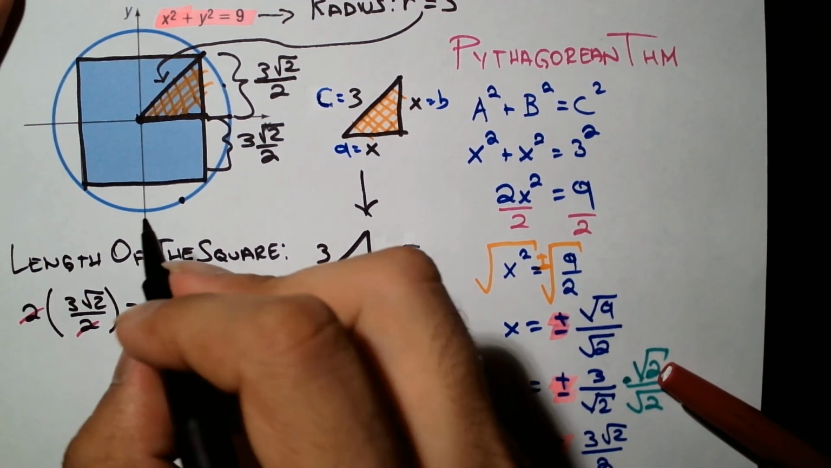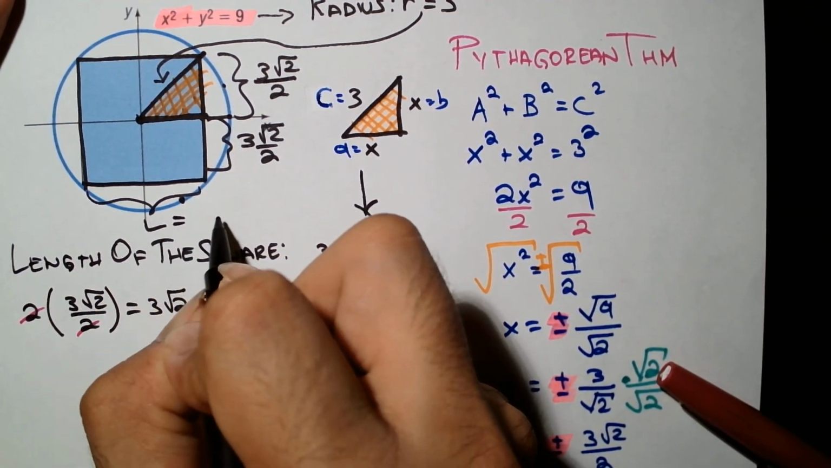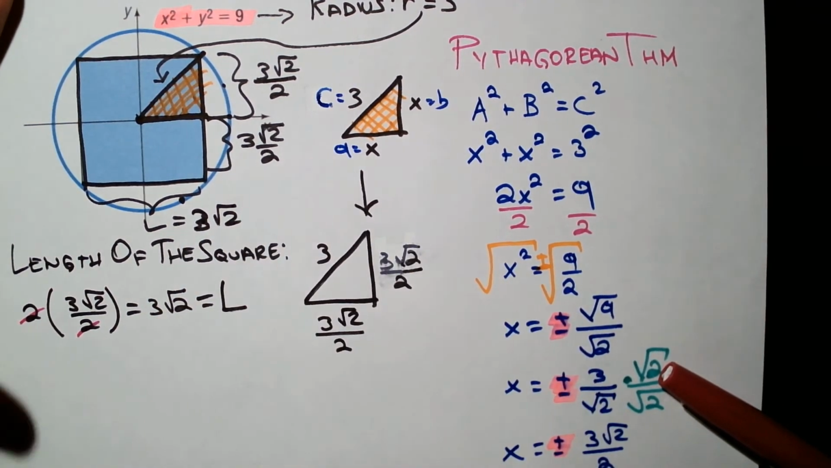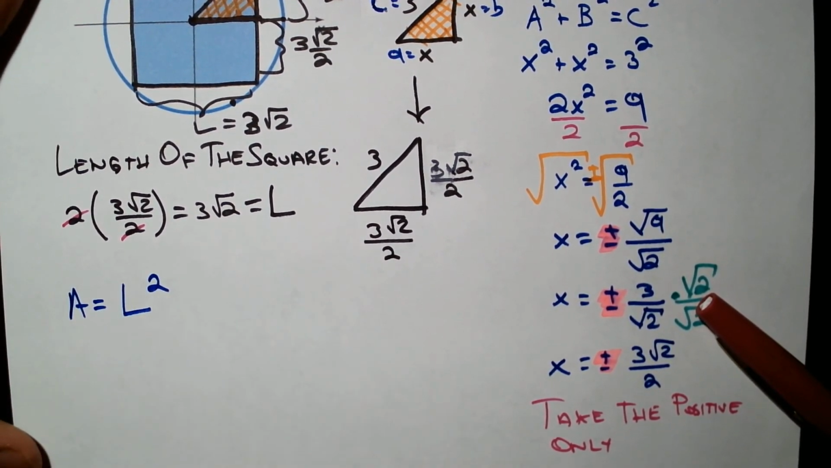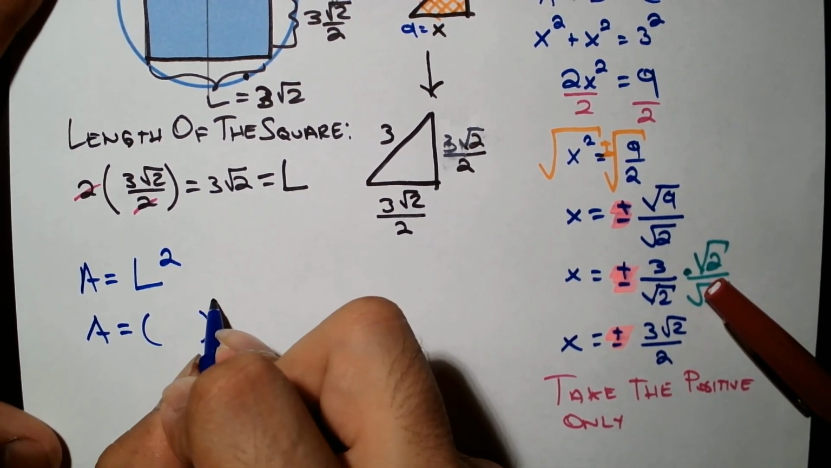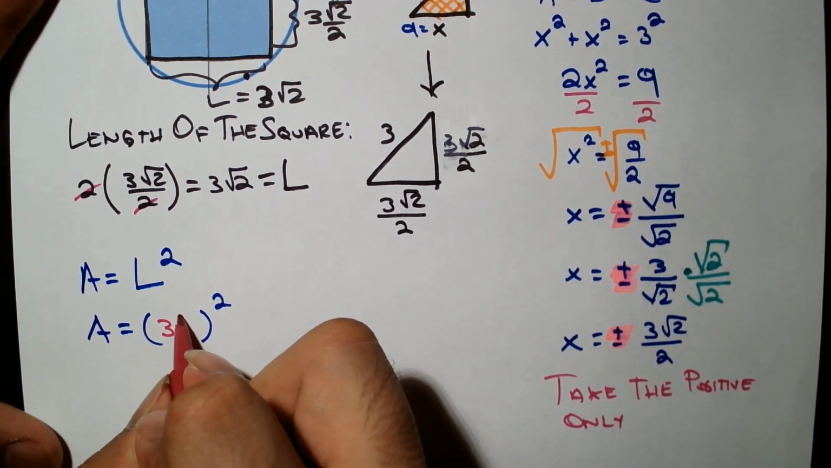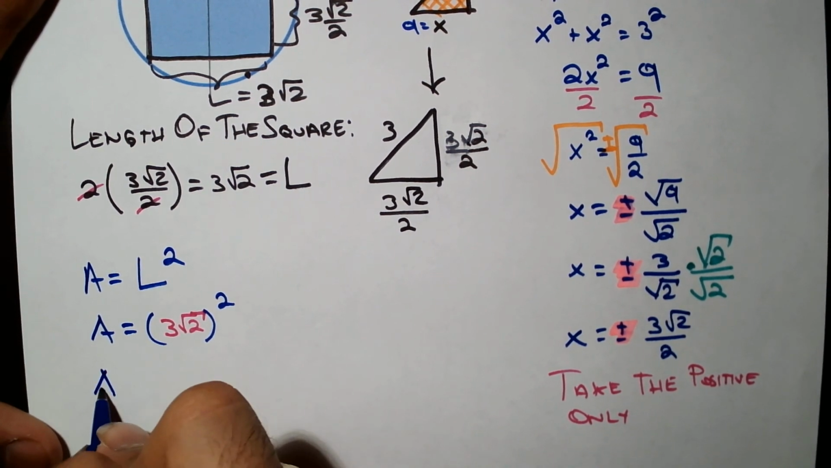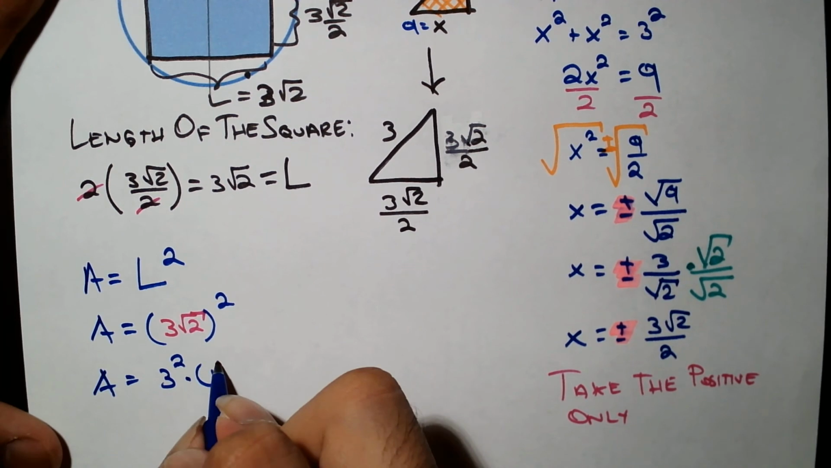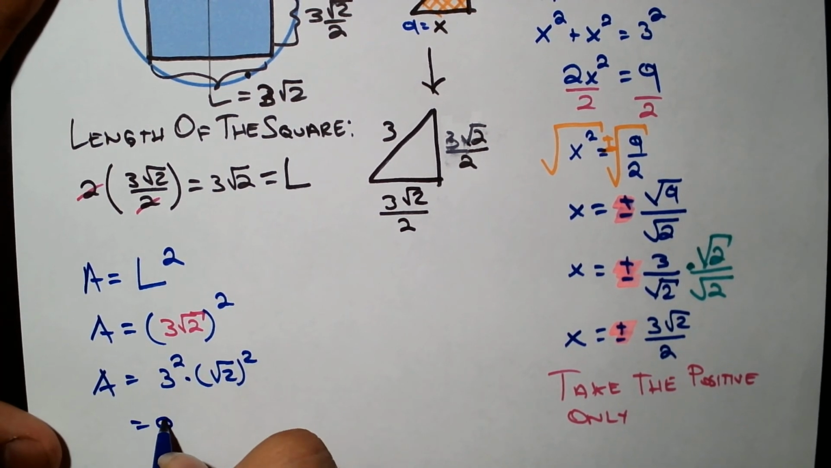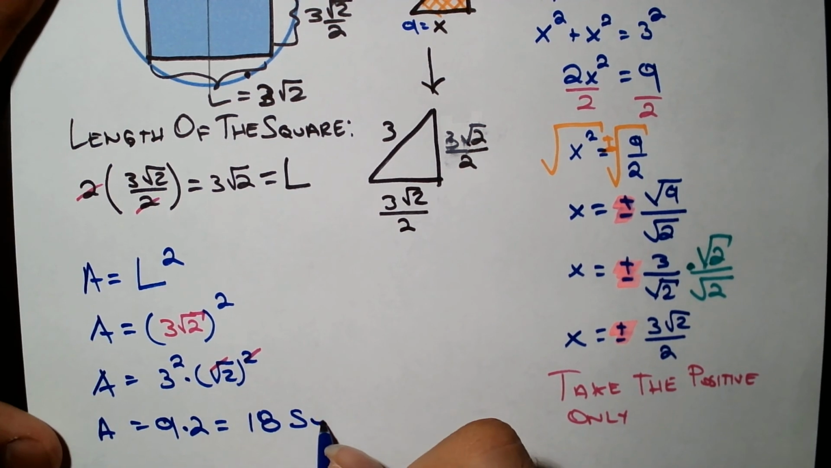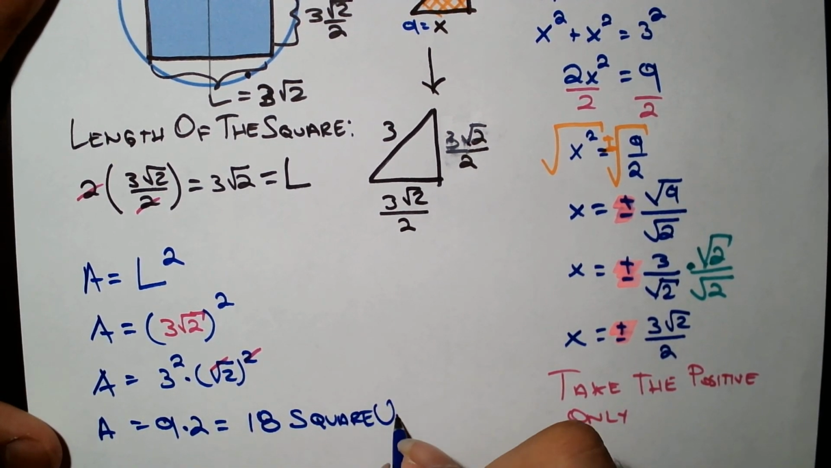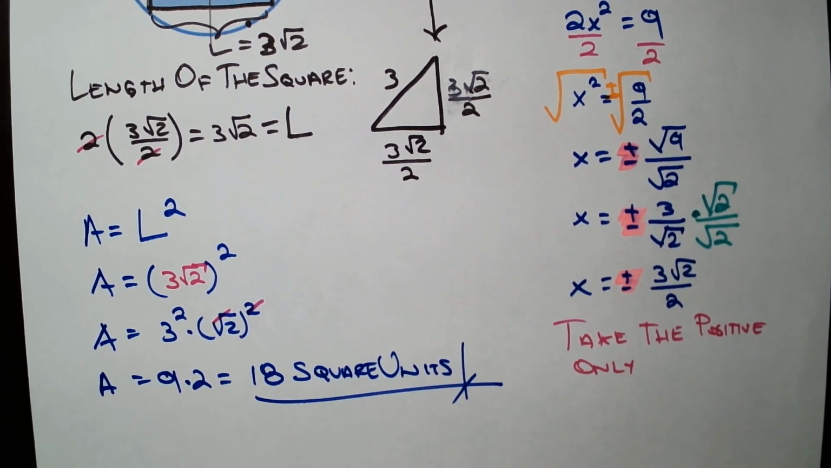So now we know that the length is 3 root of 2. Now we are ready to find the area of this square. Area equals L squared. That's how we find the area of a square. Only plug in that number, 3 root of 2, which is 3 squared times root of 2 squared. This is going to be 9 times 2, cancelling the radical with the square, which equals 18 square units. And that's the final answer, 18 square units.